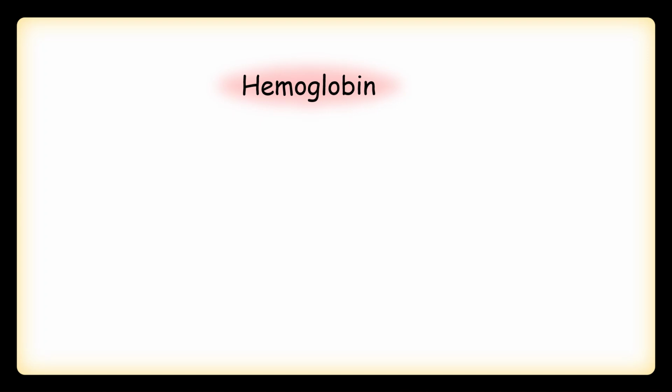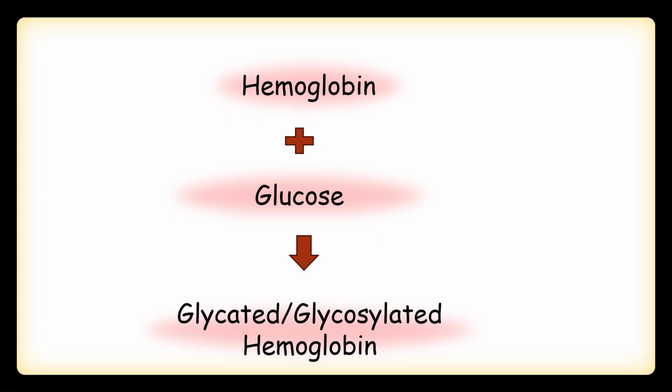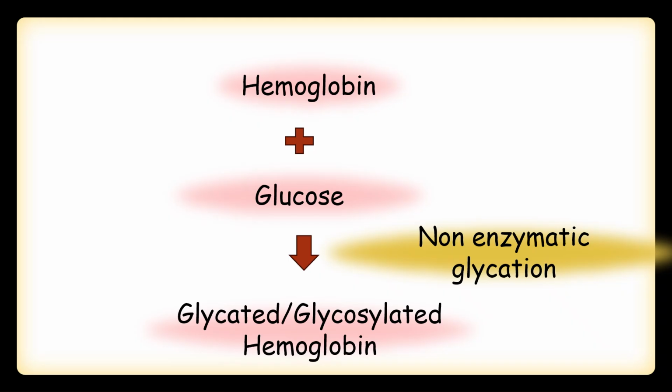Hemoglobin in the RBC combines with glucose and forms glycated or glycosylated hemoglobin. This combination of hemoglobin and glucose doesn't need any enzymes. This process is called non-enzymatic glycation. So hemoglobin and glucose combine without the help of enzymes, and form glycated or glycosylated hemoglobin, which is called HbA1c.